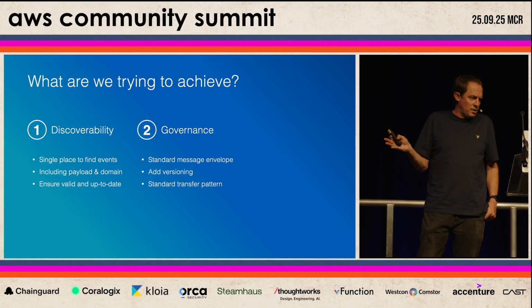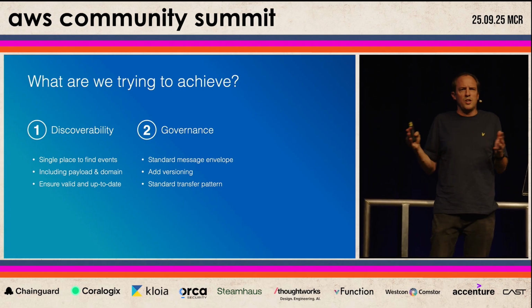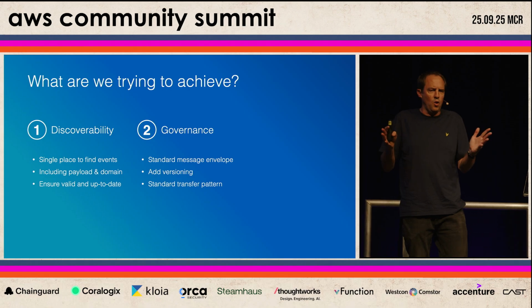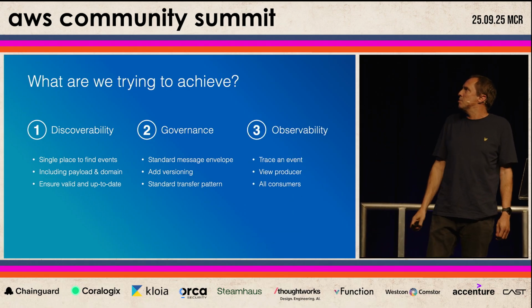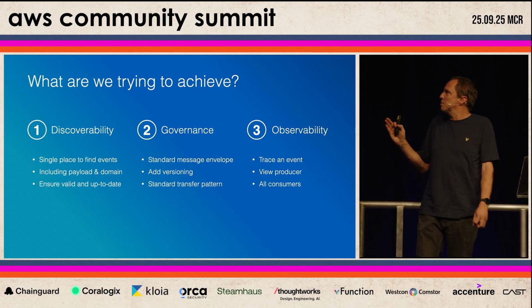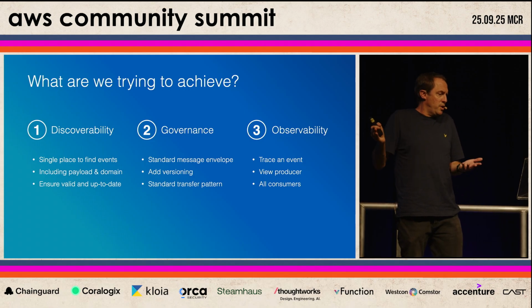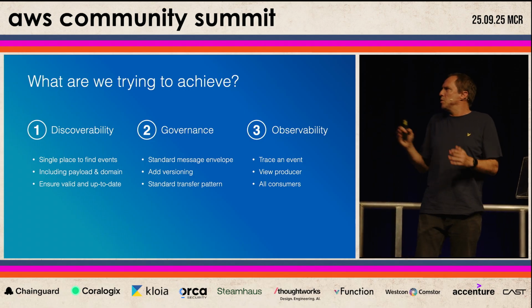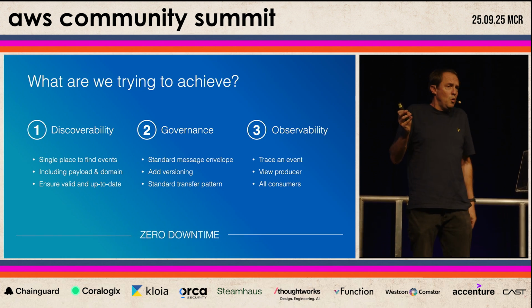So we're going to create a standard message envelope. We want some versioning. And we want to use the same transfer pattern all the way across the board. And finally, observability. Observability, massive subject. For this project, we want to trace an event. So we want to view the producer, we want to view all the consumers, we want to know what data is in that event. And most importantly of all, we don't want to lose any data.